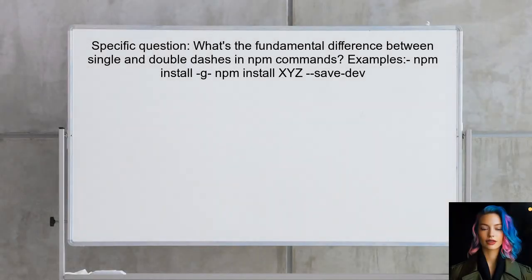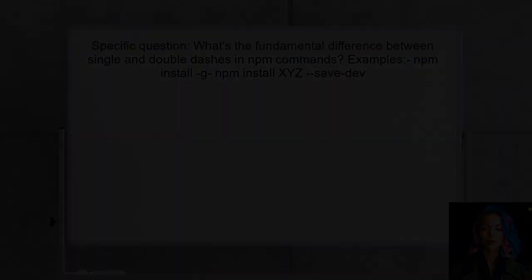Let's look at the specific question at hand. One user asked about the fundamental difference between using a single dash and a double dash in NPM commands. They provided examples like npm install -g and npm install xyz --save-dev. Sound familiar? Let's break it down.